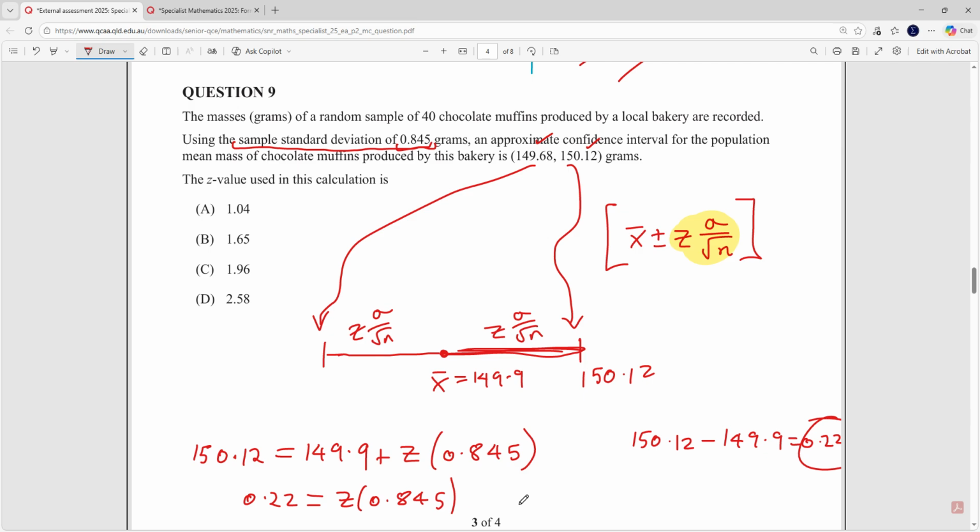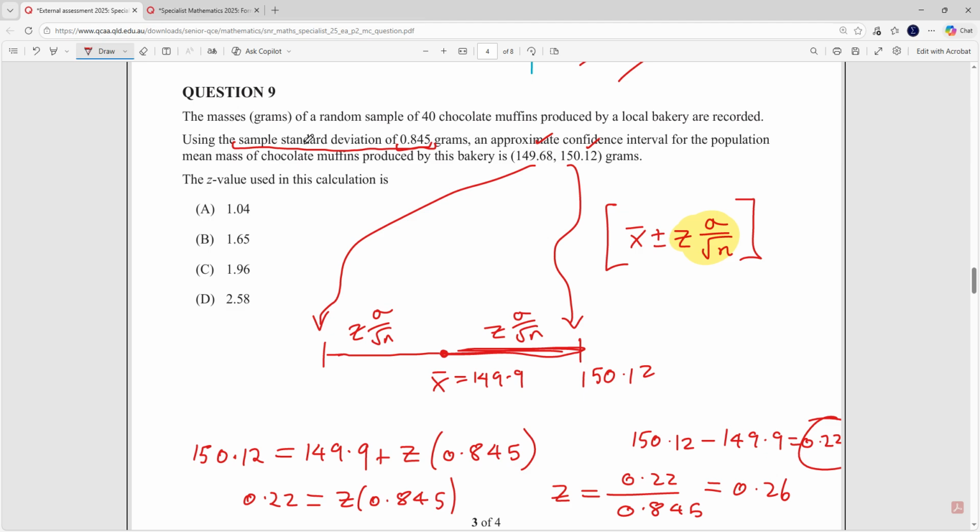Okay, now when you do that, what you'll notice is basically you get 0.22 over 0.845, which gives you, what does that give you? 0.26. And that's none of the answers there, okay? Which means basically one thing, okay? They've actually worded this question incorrectly.